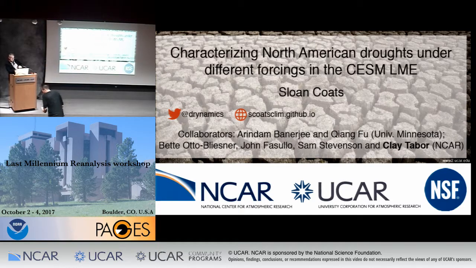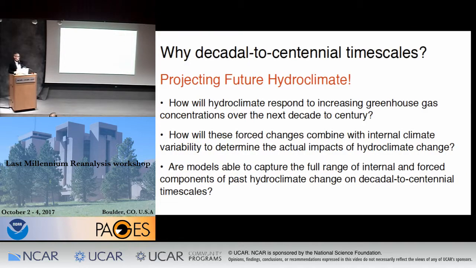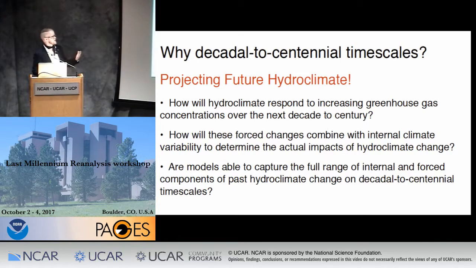So I'm going to be talking about drought over North America under different forcings, and I'm going to be using the Last Millennium Ensemble from CESM. Typically when I'm doing a talk like this, I'm often comparing the paleoclimate record to model simulations, and oftentimes I'm looking at the models to see if we think they're going to do a reasonable job of simulating decadal and even longer time scale variability. So using the paleoclimate record to potentially constrain the models in that regard. And that's usually with an eye towards projecting future hydroclimate.